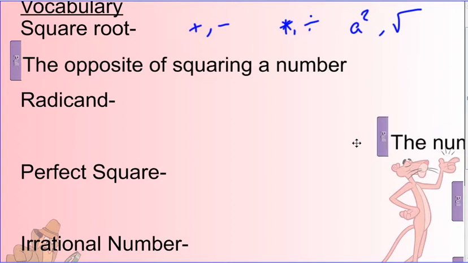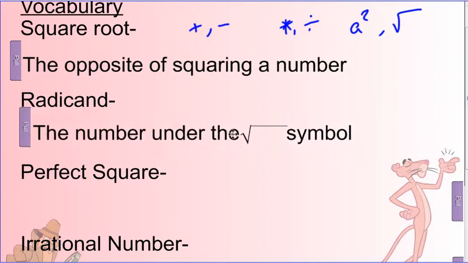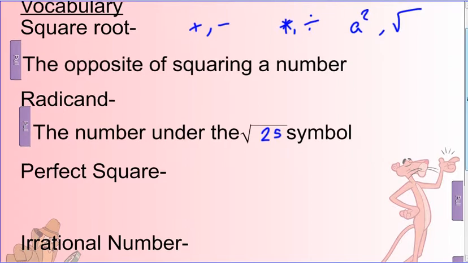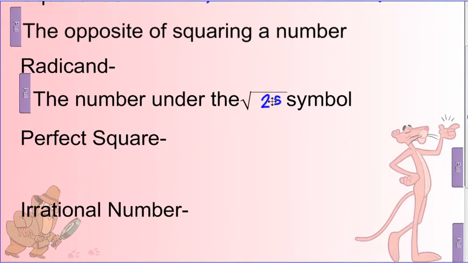Radicand. The radicand is the number under that symbol. So the radicand, if I had like a 25 here, 25 would be the radicand. I'll be honest, that's probably the only time in this entire lesson you're going to hear me say the word radicand. I'm never going to say it again. I'm going to say the square root of 25.